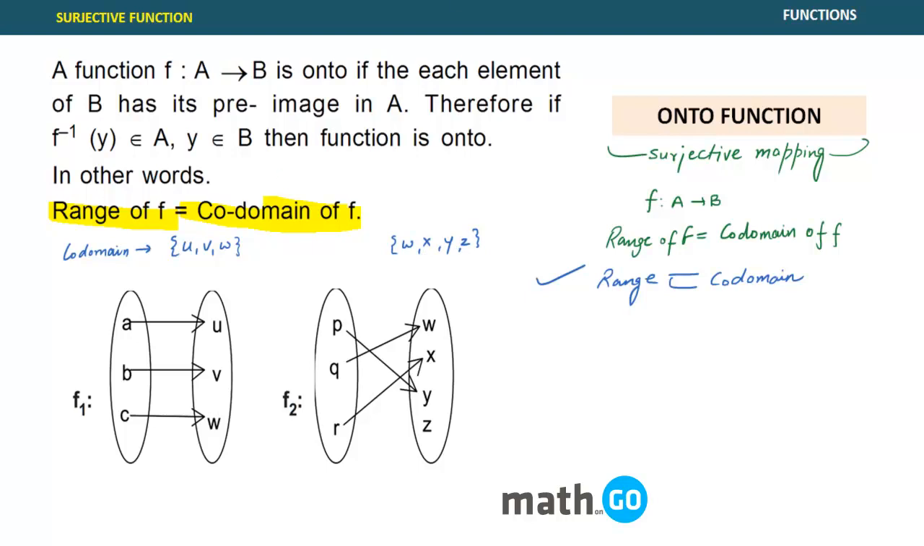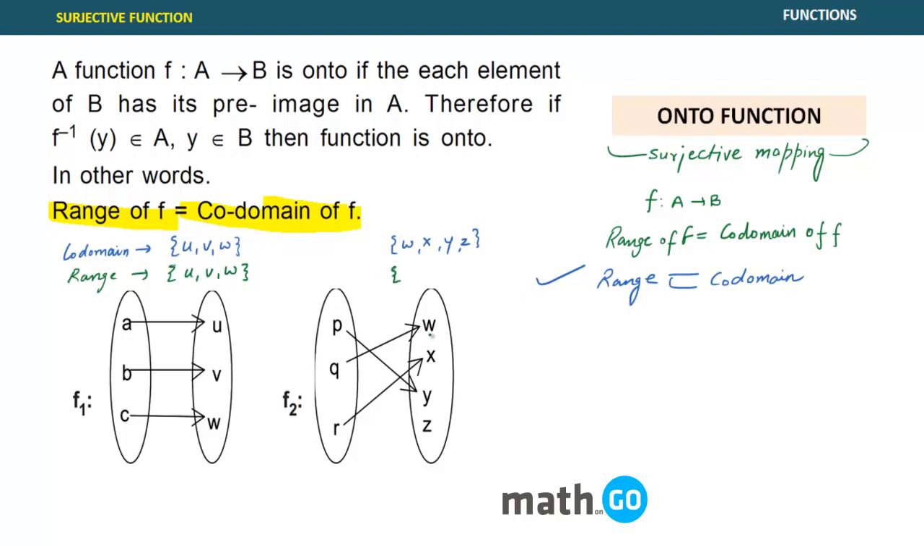What are the ranges in these two diagrams? Range is those elements in the codomain which have pre-images, right? Or which are actually linked with some element of X. Those are the elements of the range. Range is what you will get as the output. Here, these three elements are mapped with something on the left hand side. So u, v, and w are the range.